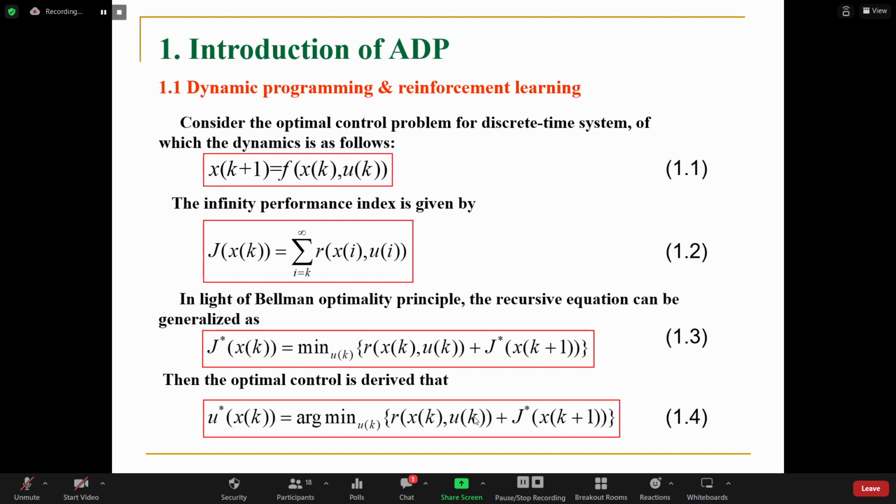First, let's recall the knowledge of dynamic programming and reinforcement learning. They are both the optimal method. Consider the system 1.1, then give the performance index at 1.2. Based on Bellman optimality principle, then we can derive the optimal control at 1.4. Actually, these four equations form the basic framework of dynamic programming.